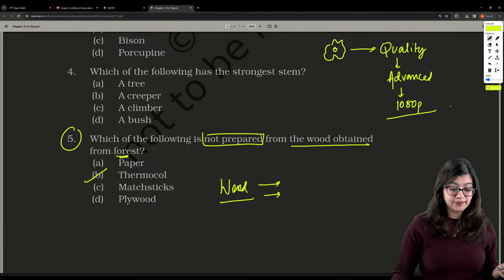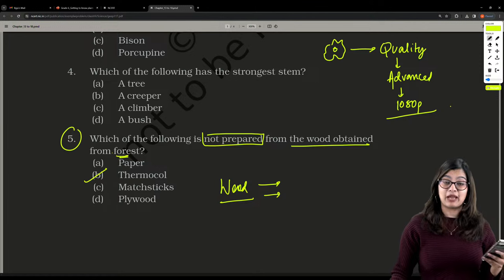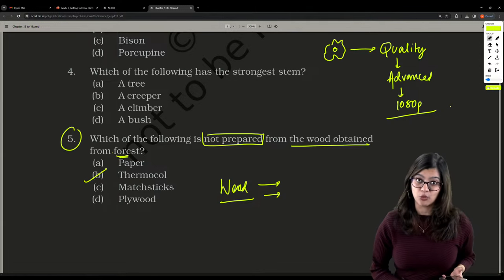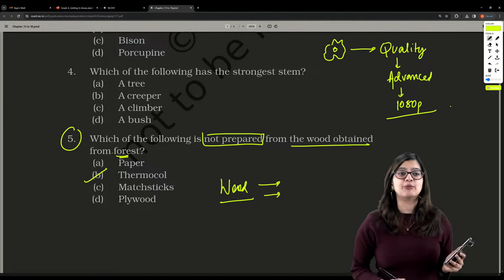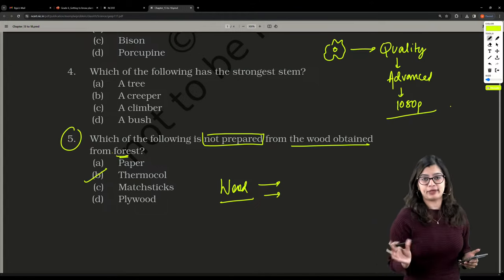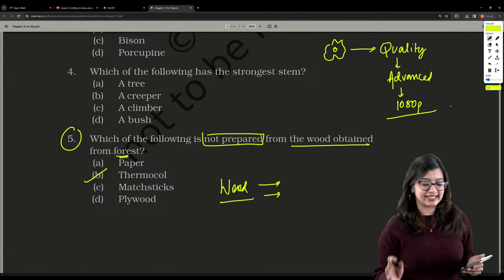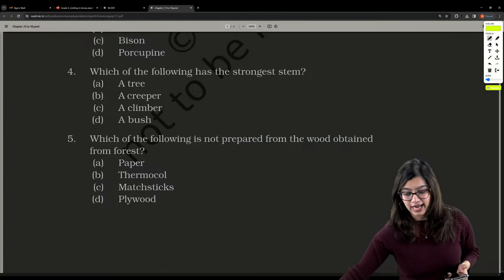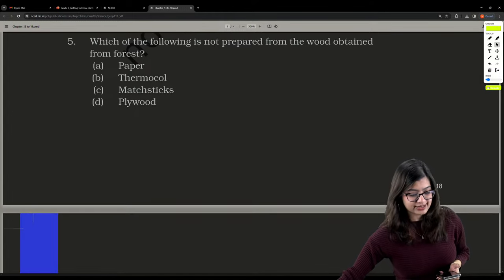So with this, all of you, the correct answer is option B. It is thermocol. Because paper, matchstick, plywood, all of this is obtained from wood. But the remaining, if you see, thermocol is something that we don't obtain from wood, right? So the correct answer here is option B. Now let's move on to the next question.